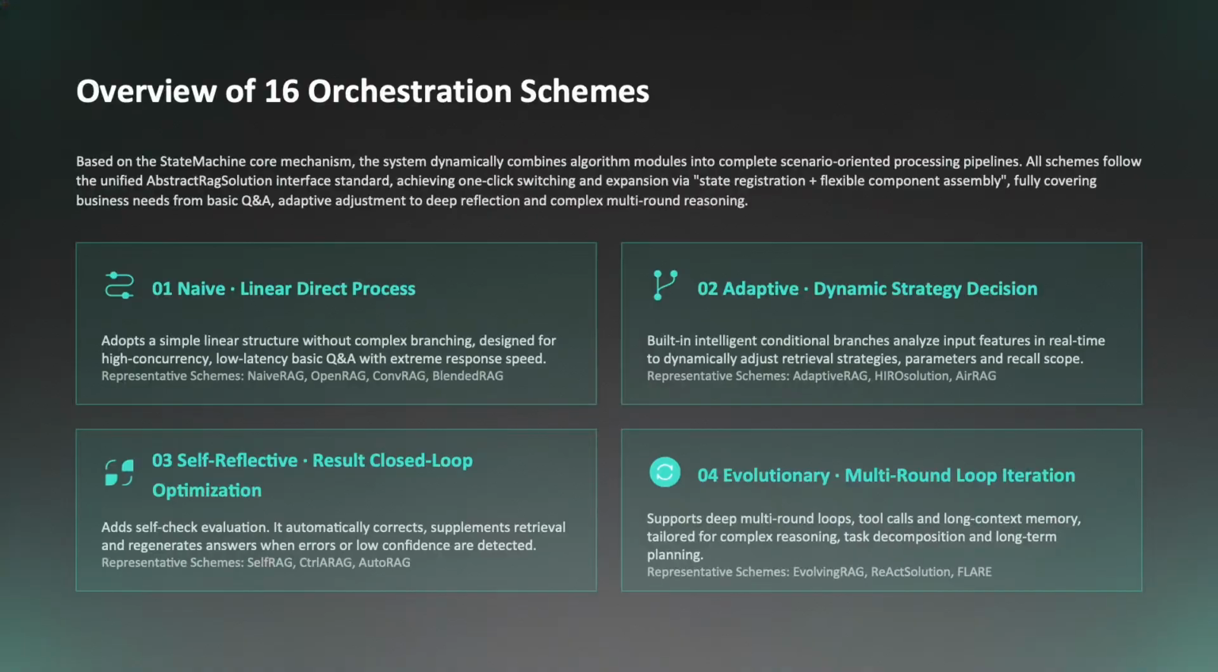Third, self-reflective closed-loop schemes. Add self-check and evaluation steps. The system auto-corrects answers, supplements retrieval, and regenerates outputs if low confidence or factual errors are detected. Representative implementations. SelfRAG, KeitlerRAG, AutoRAG. Fourth, evolutionary multi-round iteration schemes. Support multi-step cyclic execution, external tool invocation, and long-term context memory, built for complex reasoning, task decomposition, and long cycle planning scenarios. Representative implementations. EvolvingRAG, React Solution, FLARE.